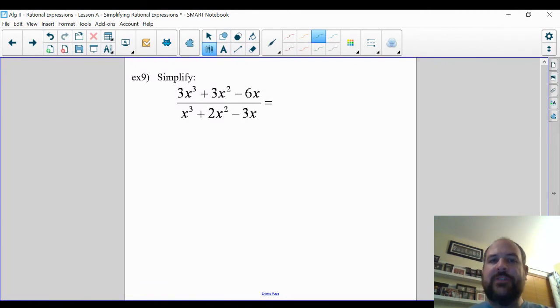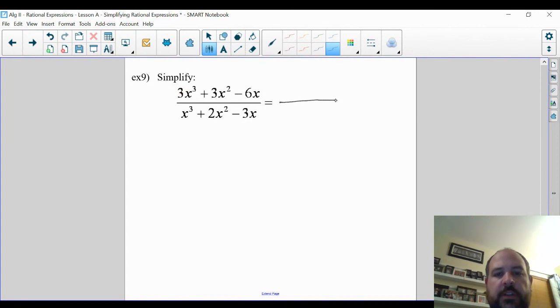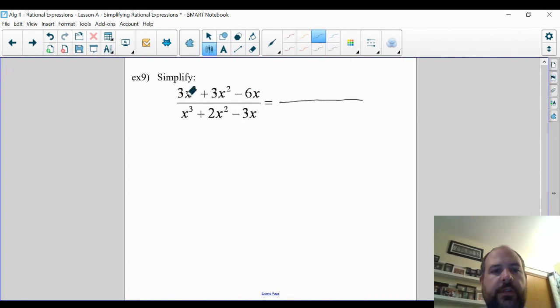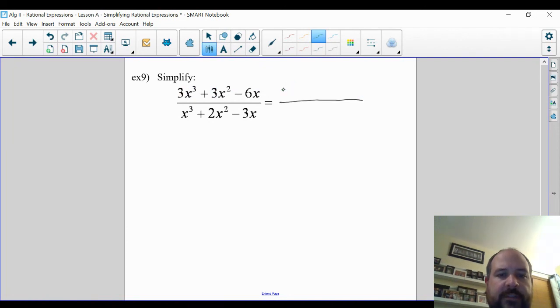So now that you've tried this one on your own, hopefully, what we're going to do is look at the numerator here. And if I'm factoring completely, my first step is always to look for a GCF. So if I look at the numerator, 3x cubed plus 3x squared minus 6x, I do have a GCF. It is 3x. The leftover expression is x squared plus x minus 2.